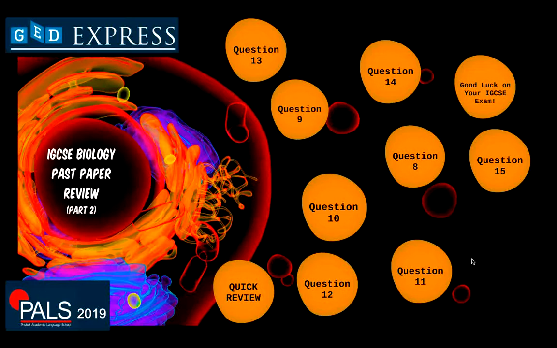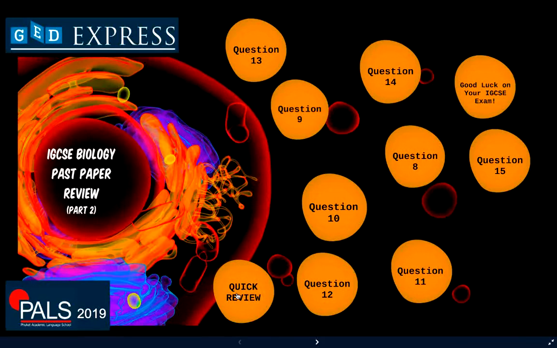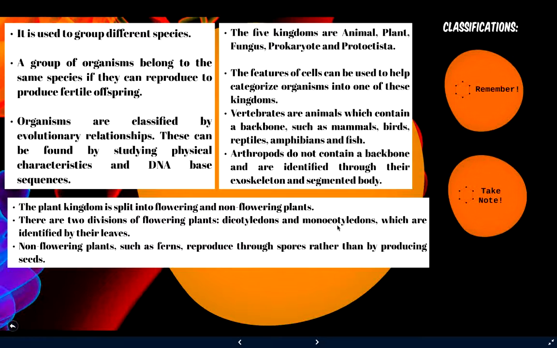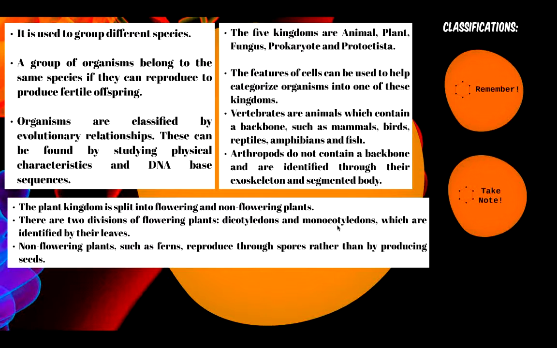Today's lesson will be the continuation of our IGCSE Biology past paper review. To begin with, let's have a quick review. Now, under classifications, we know that there are 5 kingdoms in biology, namely Animalia, Plantae, Fungi, Prokaryota, and Protista. The features of cells can be used to help categorize organisms into one of these kingdoms.